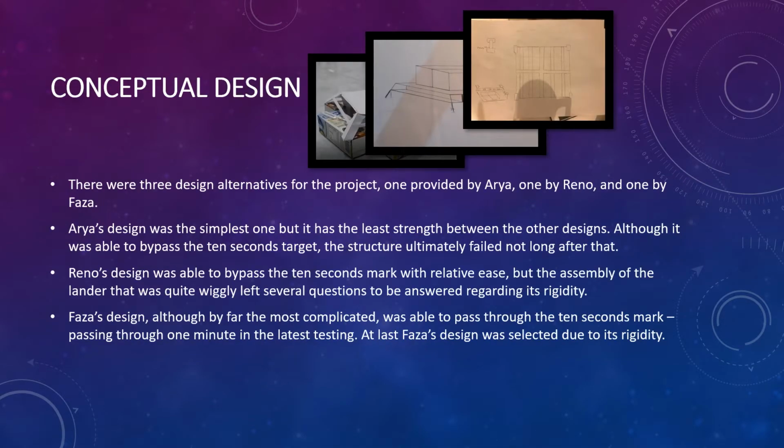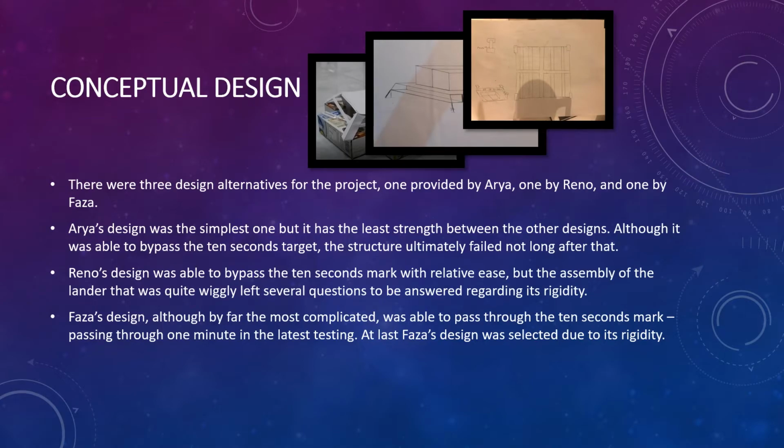This is the conceptual design phase. There were three design alternatives for the project, one provided by Arya, one by Reno, and one by Faza. Arya's design was the simplest one, but it had the least strength among the designs. Although it was able to bypass the 10-second target, the structure ultimately failed not long after that.